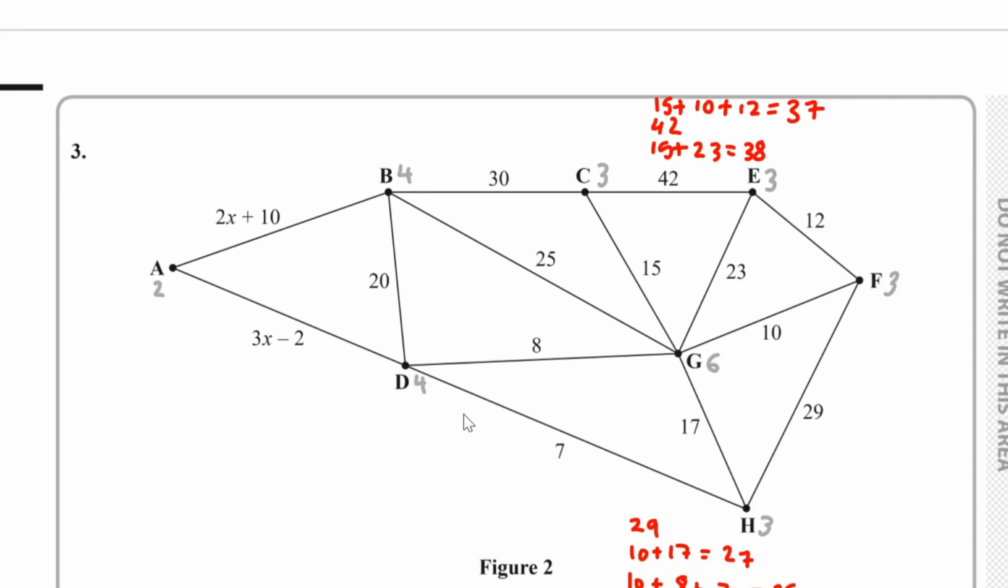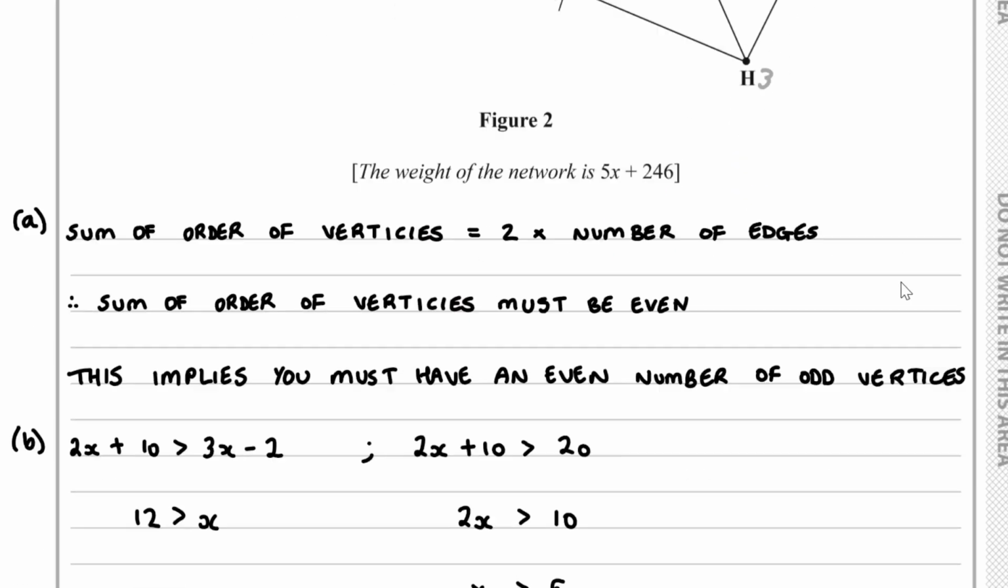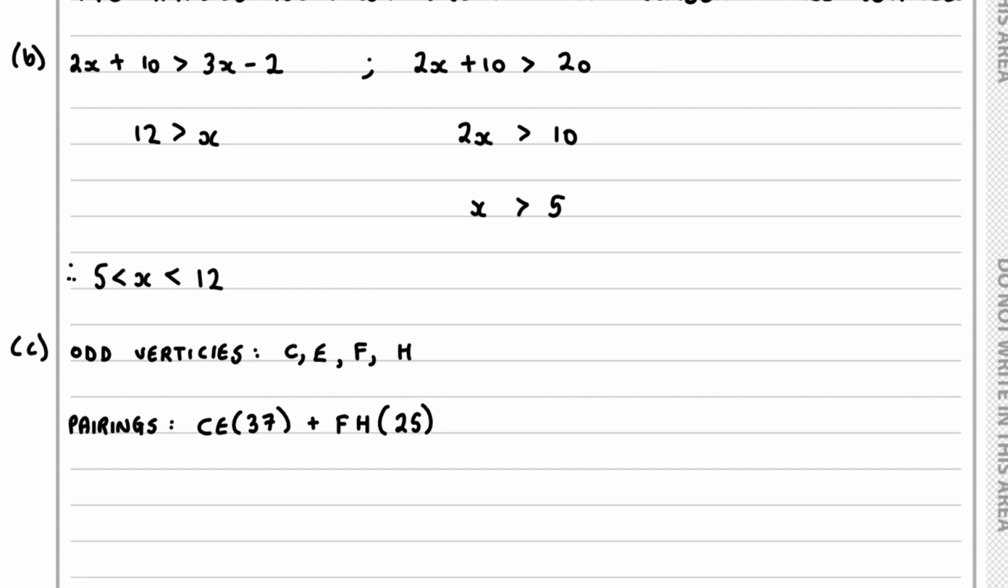Okay. So let's just get rid of these annotations. So if we add these together, it turns out we get 62. So that's one pairing. We could also have CF. Okay, let's just open up the brackets for now. And then we've also got EH.